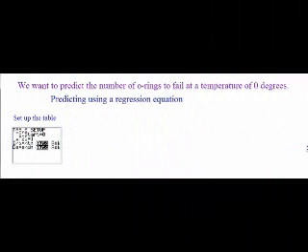Okay, for our predicting process, we want to predict the number of O-rings expected to fail at a temperature of 0 degrees Celsius. So using our regression equation, in this case a linear equation, first thing we're going to do is set up our table that's above the window button. So second window will bring you to this table. We're going to start that table at a value of 0 and have the other settings as you see them.